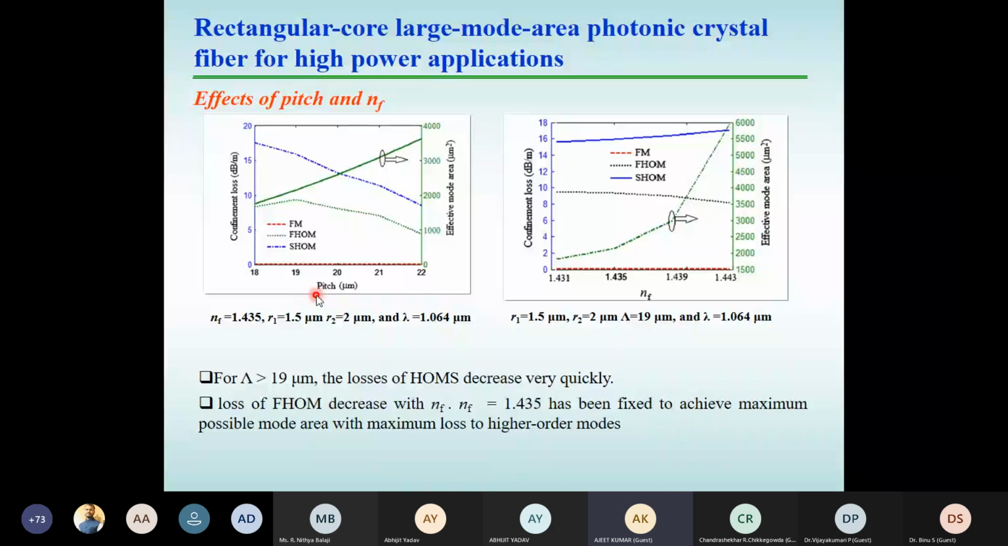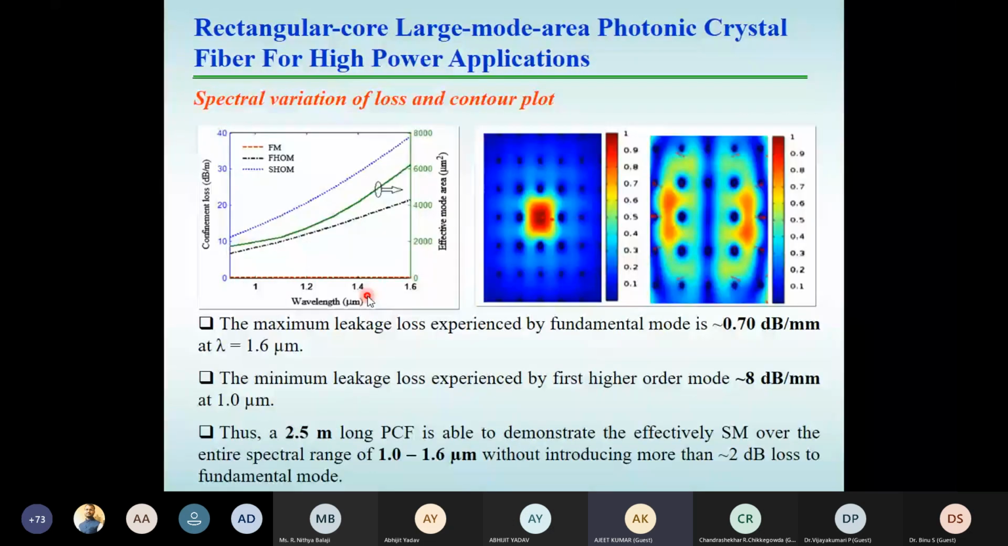Then we have shown the spectral variation of this loss for the three modes along with the mode area, and you can see the loss of the mode is increasing with the wavelength, which is quite obvious, because as you increase the wavelength, more and more fields are going to spread in the cladding region, and that's why the leakage loss is going to increase. But in the entire spectral region, the loss of the fundamental mode is very small. All right, but it is going to show you the single mode operation in the entire range of 1 to 1.16.